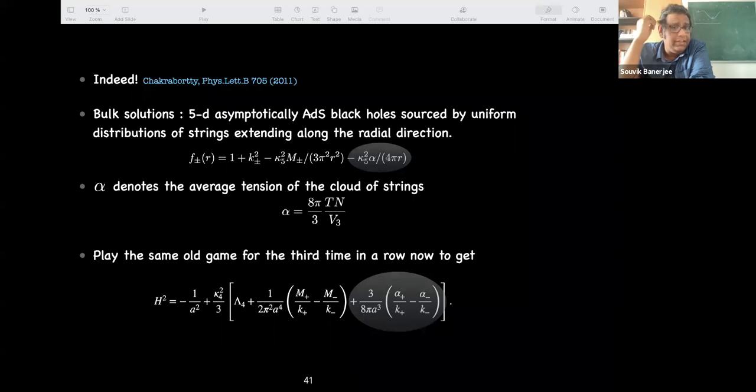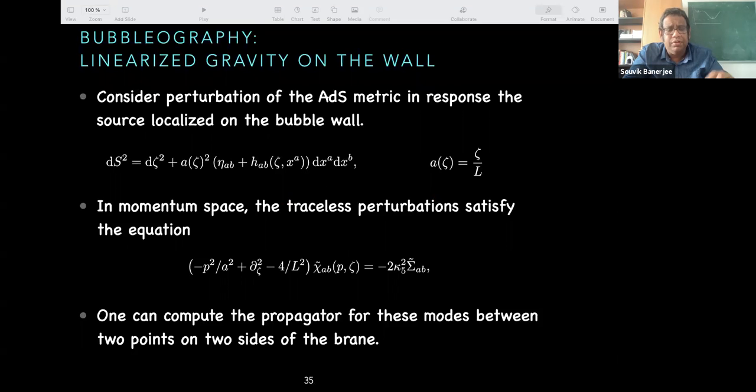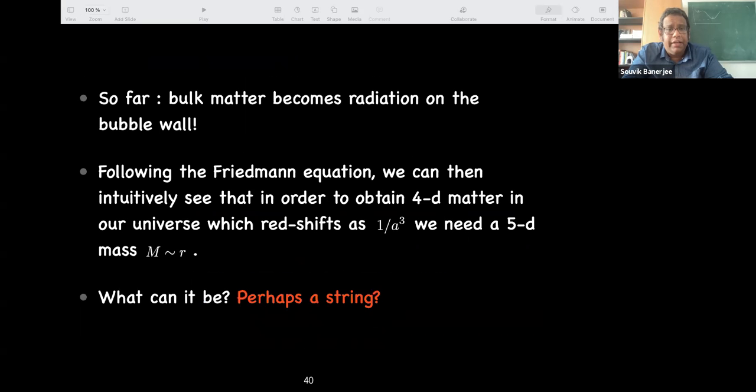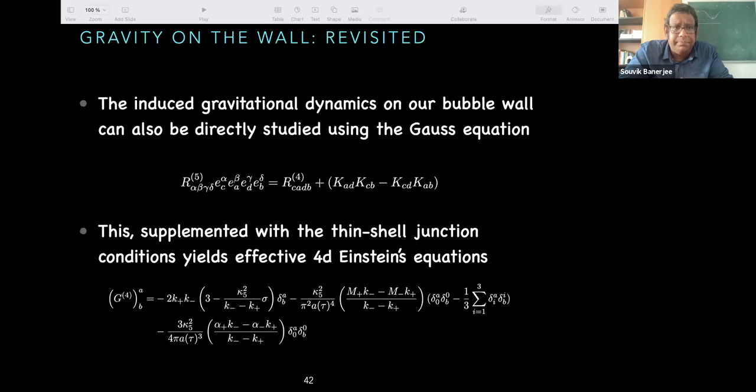He's got this AdS solution with an extra piece corresponding to a string cloud source in AdS space-time. So alpha is the density of the strings, or you can also think about the average tension of the string. The whole thing is 4 pi by 3 Tn over V3, where Tn is the average tension of the string. With this geometry in the bulk, if you run the whole program again, the one that we described here, then what you will get is a Friedmann equation where you have an extra piece where the string density will play a role, and this will give you a contribution which goes as 1 by a cube, which looks like a matter density on the brane.